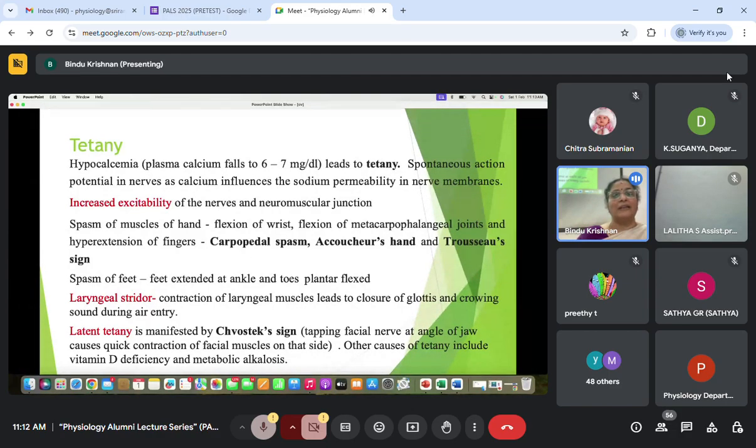So we have a few signs here. It can present with carpopedal spasm, that is the Trousseau sign, where there is spasm of the muscles of the hand, and it can affect the feet, or when laryngeal muscles are involved, you have laryngeal spasm, right? Latent tetany is manifested by what is known as the Chvostek sign. Tapping the facial nerve at the angle of the jaw causes quick contraction of the facial muscles on that side.